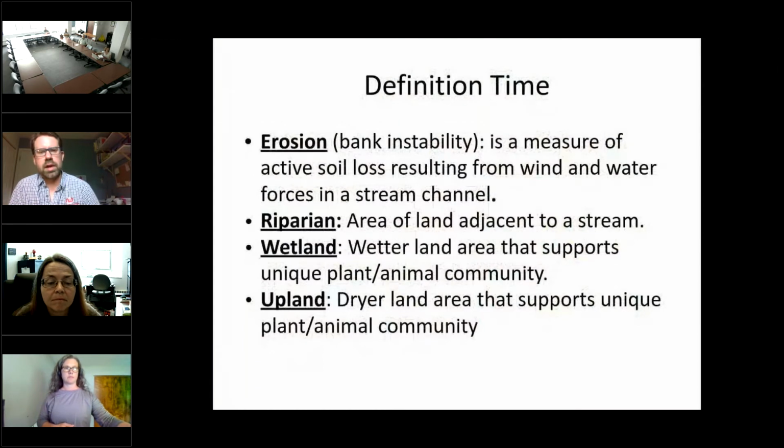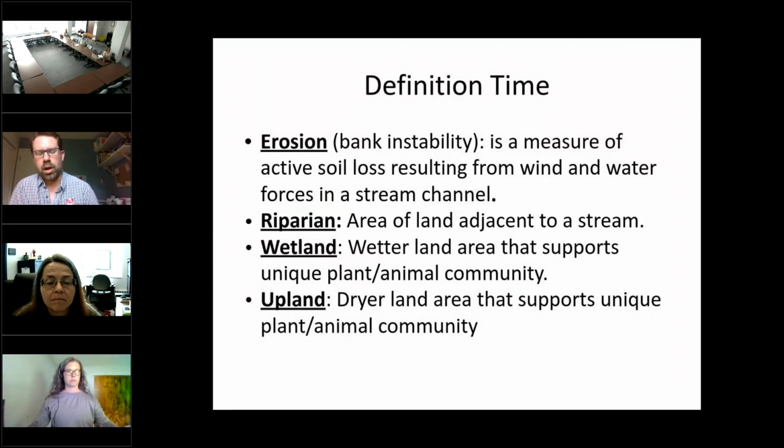I'll briefly go over a few definitions just so we're all on the same page about what I'm talking about. The title of my talk is stream stability. The opposite of stability would be instability, so that would be erosion. That basically just means active soil loss resulting from wind and water. And when I'm talking about streams, we're usually talking about water flowing through and causing loose soil and erosion.